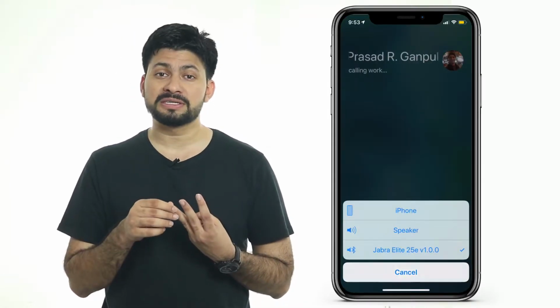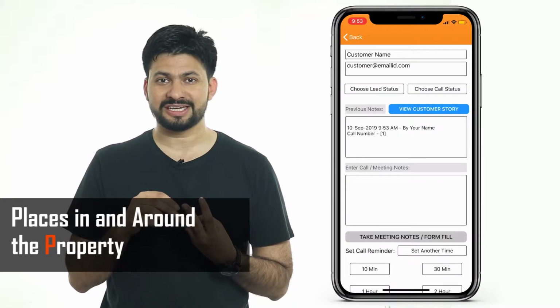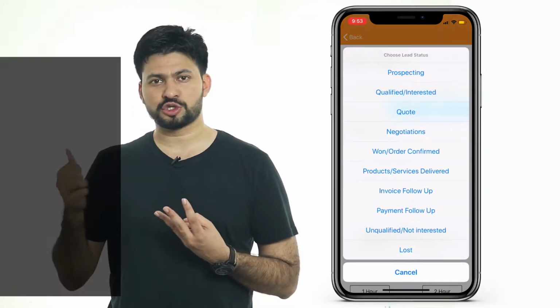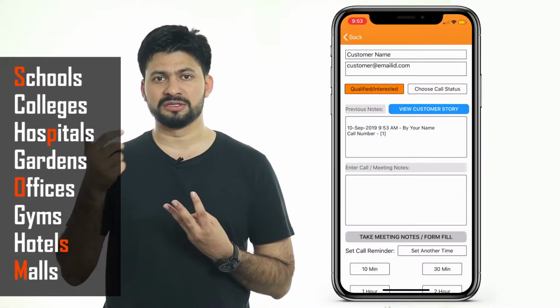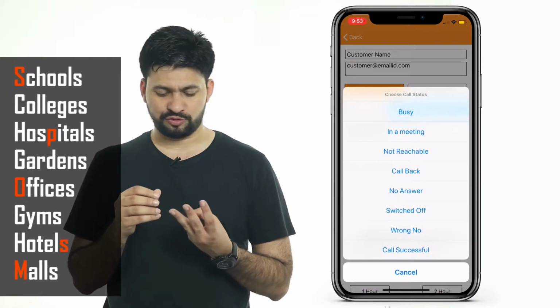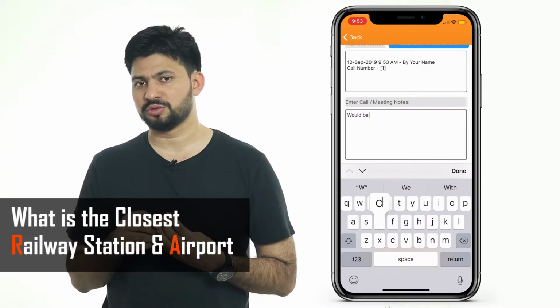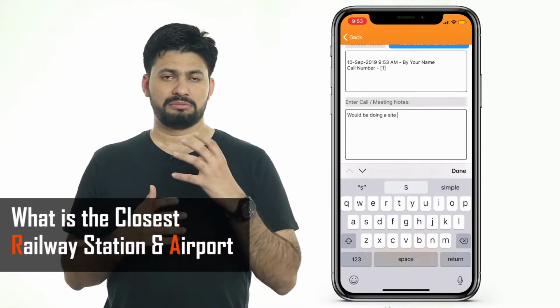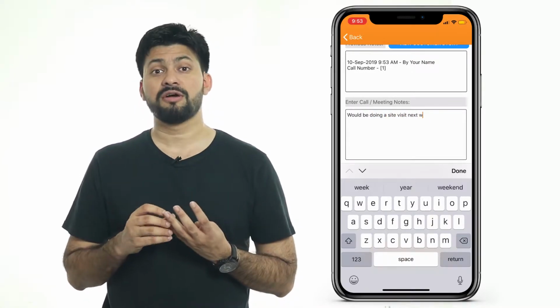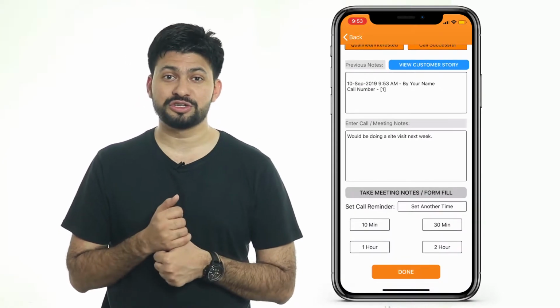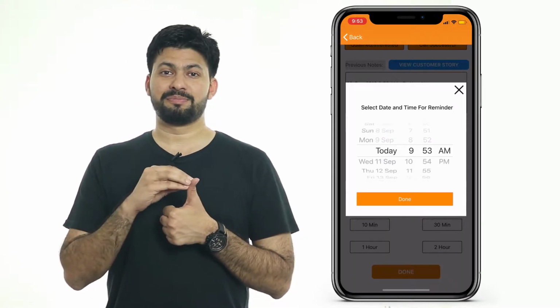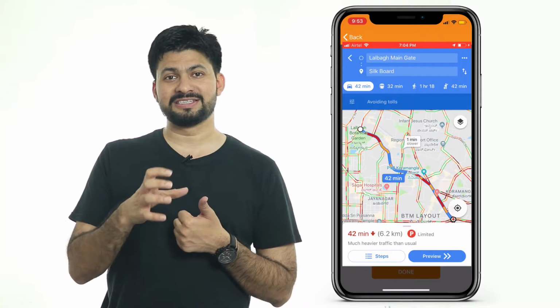What all different places are around that property, such as with Google Map links, such as schools, colleges, hospitals, gardens, and so on and so forth. Then you could talk about what is the closest railway station, what is the closest airport, and all these different parameters.